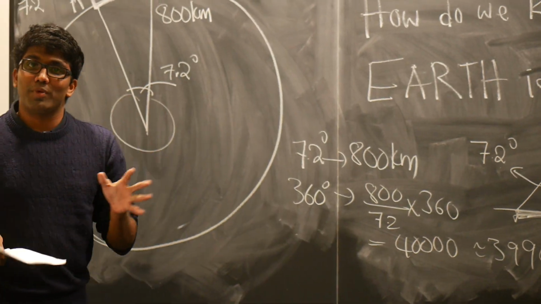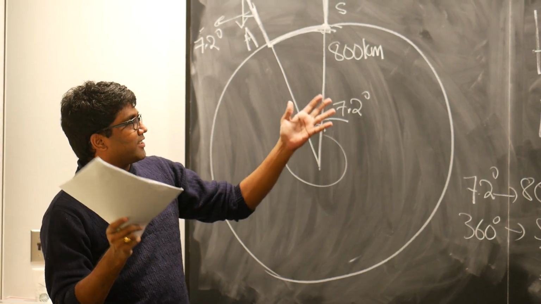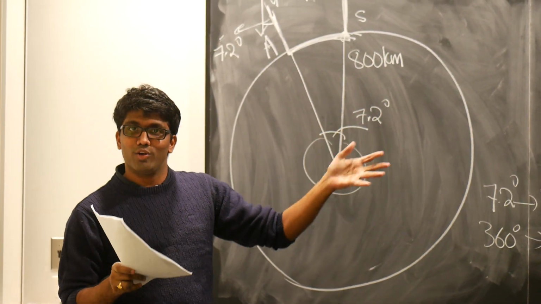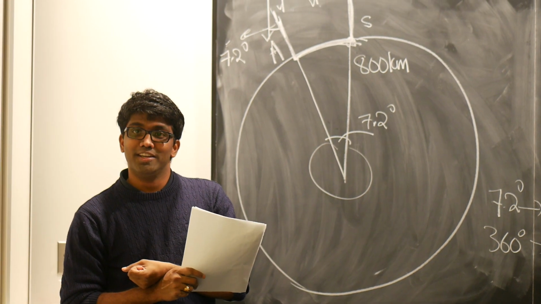Okay, so with this simple idea, a basic kind of thinking about how the rays are falling and shadows, you could estimate the circumference of the Earth. It's a mind-blowing idea.